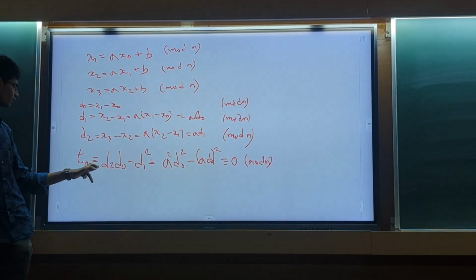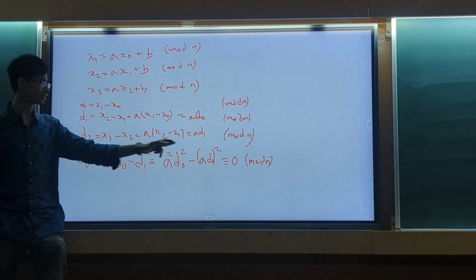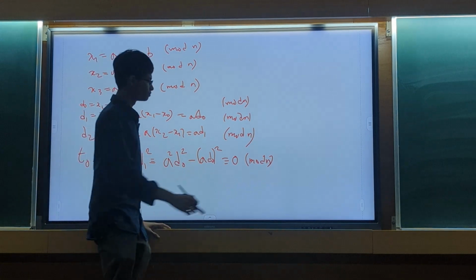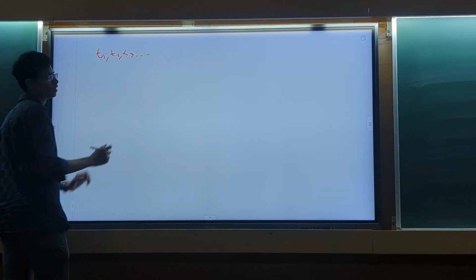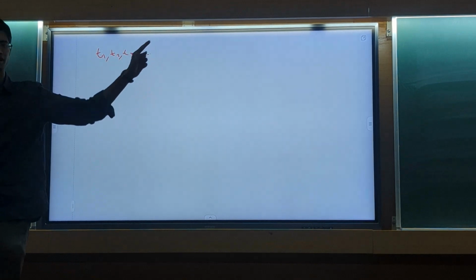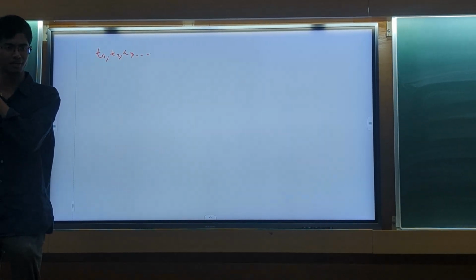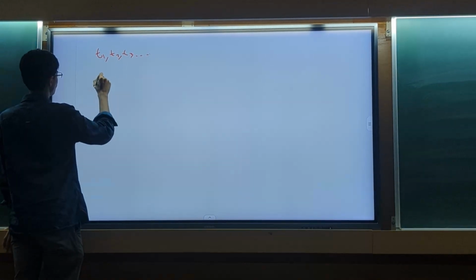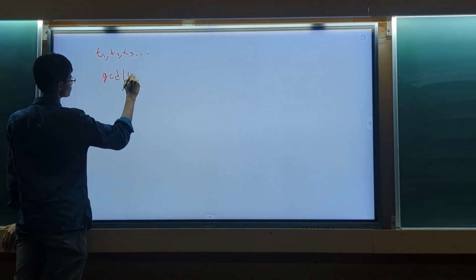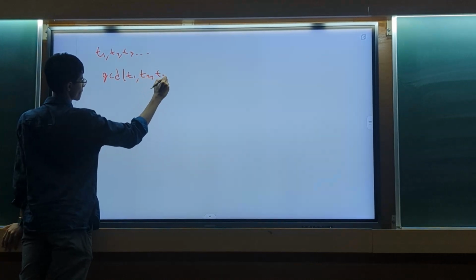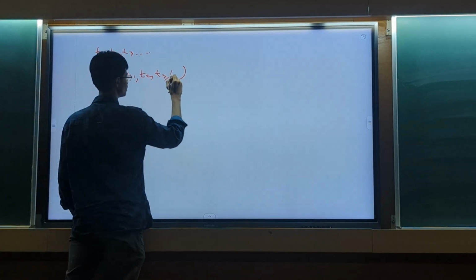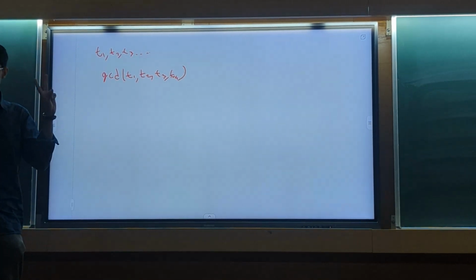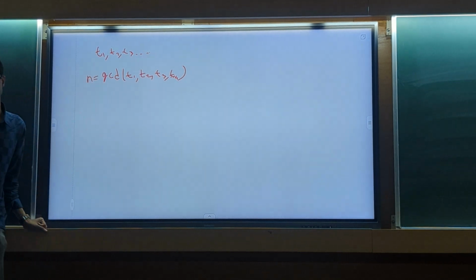Similarly, I define t1 to be d3 d1 minus d2 squared, which will be congruent to 0 modulo n. So effectively, I have t1, t2, t3 and so on, and I know these values, and they are all congruent to 0 modulo n. In particular, they are all multiples of n, right? And if they are all multiples of n, what I can do is take the GCD. We can take t4 also and calculate the GCD. And with high probability, this will actually turn out to be n.